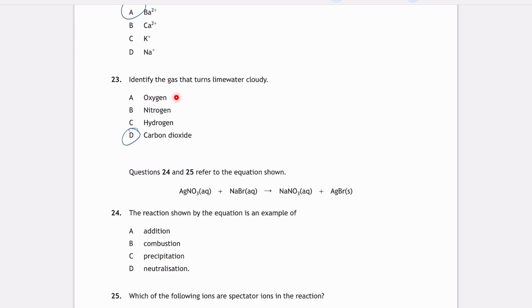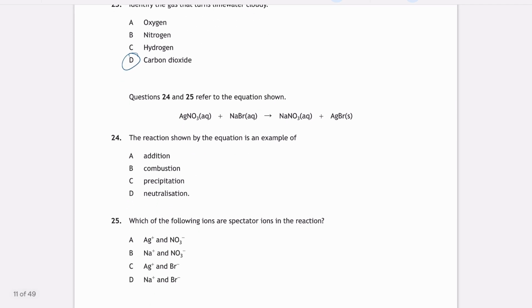Remember the test for the other ones: oxygen relights a glowing splint, hydrogen burns with a pop, and there's not actually a definitive single test for nitrogen. Nitrogen will put out a lit flame, however so will carbon dioxide. So you can do that test first, and then to see if it is carbon dioxide or nitrogen, you can use lime water. If the lime water doesn't turn cloudy, you must have had nitrogen. If the lime water does turn cloudy, it must have been the carbon dioxide that put out the flame. Okay, so for nitrogen, you have to do a couple tests. But oxygen relights a glowing splint, hydrogen burns with a pop, carbon dioxide turns lime water cloudy.